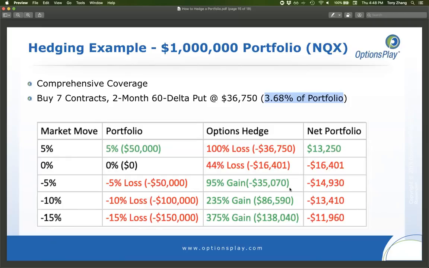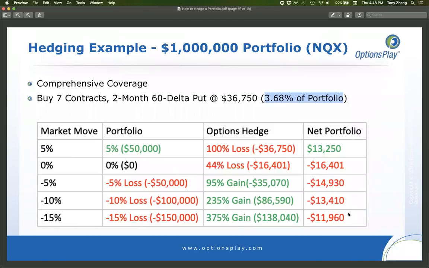Next, as the market starts to move lower, even if the market moves 5% lower, I lose $50,000 on my stock portfolio, but I gain back 35 grand on the comprehensive insurance. So now I'm only risking about 14 grand. Instead of losing 50, I only lose 15. And if the market moves 10% lower, I make $86,000 back, so I'm now only down 13 grand. And as the market moves 15% lower, I make $138,000 back, so now I'm only losing $11,000.